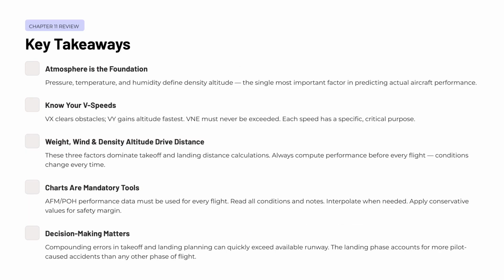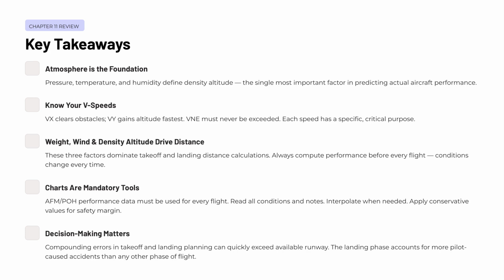As we wrap up Chapter 11, let's reinforce the core concepts that every pilot must carry with them on every flight. The atmosphere sets the stage for everything. Pressure, temperature, and humidity combine to determine density altitude. And density altitude is what your aircraft actually responds to, not what the altimeter reads. Understanding that relationship is foundational to predicting real-world performance.